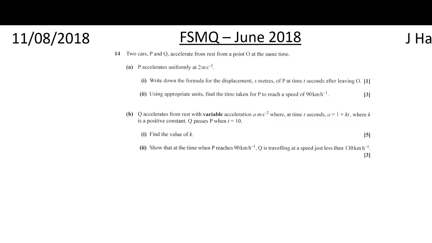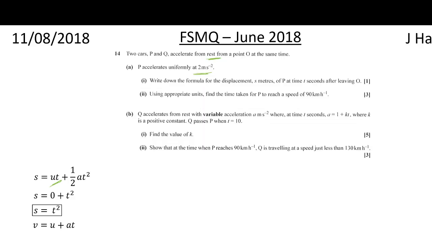And the final question then. Two cars P and Q accelerate from rest at a point O at the same time. P accelerates uniformly at 2 meters a second squared. Write down a formula. So this is just a SUVAT. We've got an initial speed, we've got an acceleration, and they do it at the same time. So s equals ut plus a half at squared. Then we end up with s equals t squared from that, simply because they start from rest, so u becomes 0, as I said.